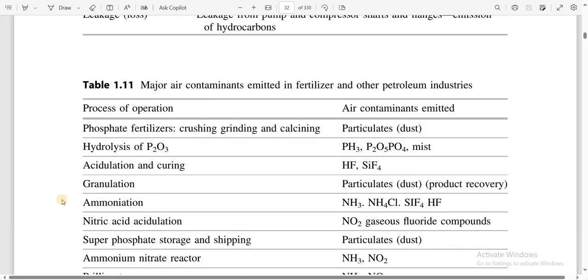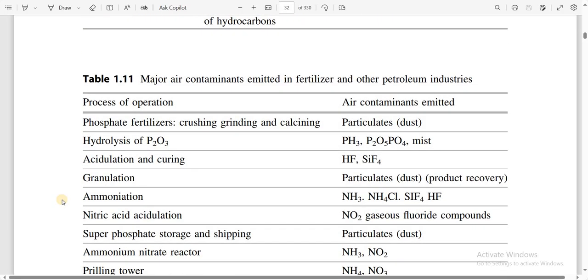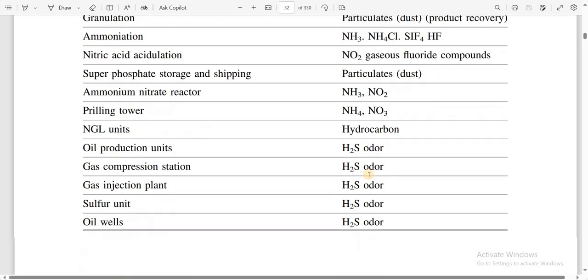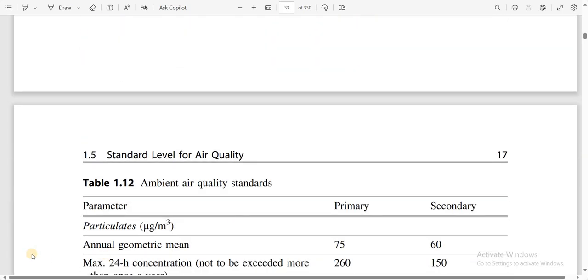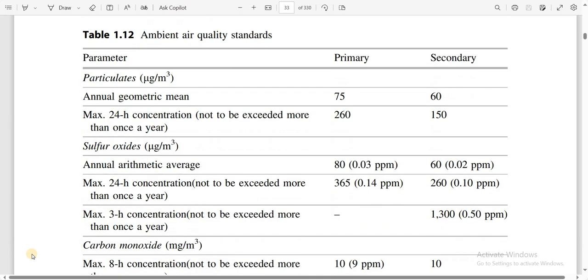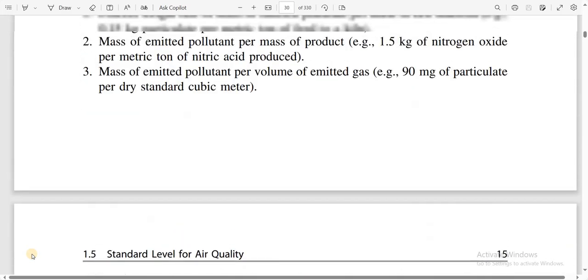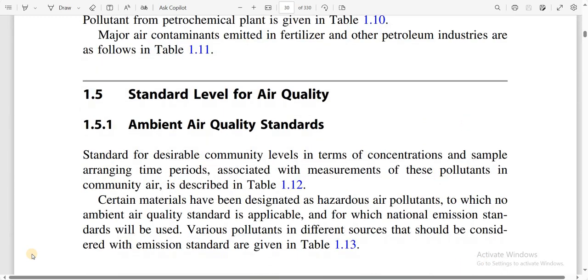And major air contaminants emitted in fertilizer and other chemicals. So emitted particulates, dust, okay, all these kinds of wastes are being emitted. Standard levels of air quality we'll cover in another class.